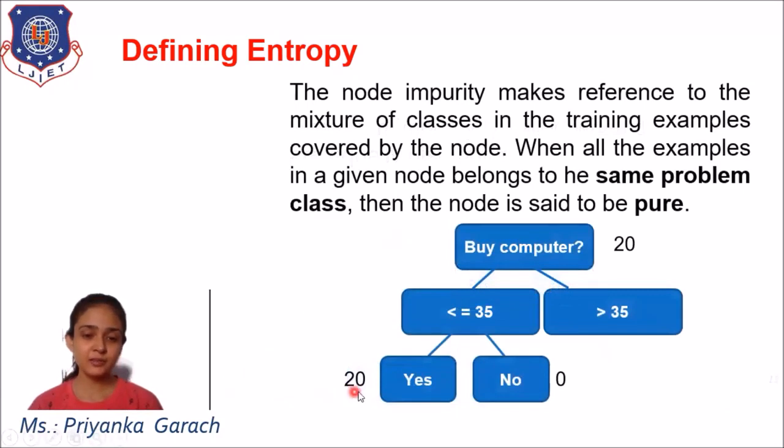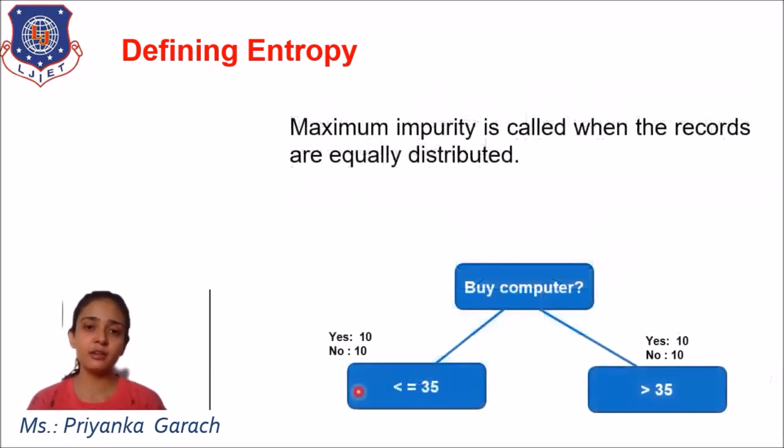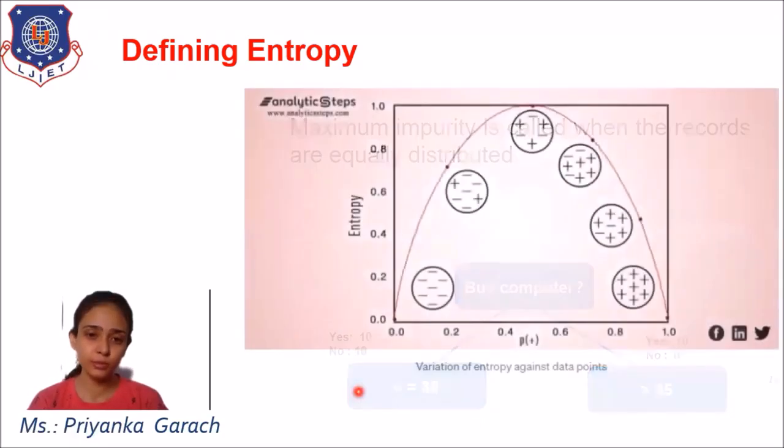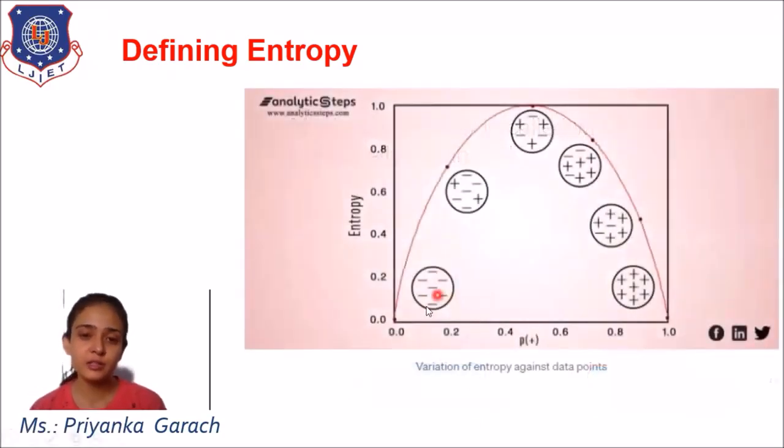For the previous case, my records are at the same position, that is, for age less than or equal to 35, all the people are buying the computer, so I can predict that this age category can buy the computer and greater than 35 will not buy the computer. Here we can predict something with full confidence. So we can say that node is pure, and here the node has the maximum impurity.